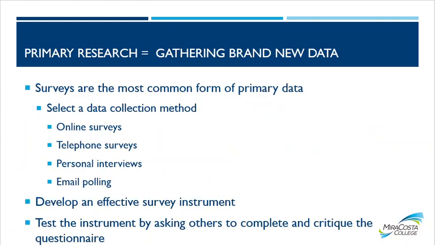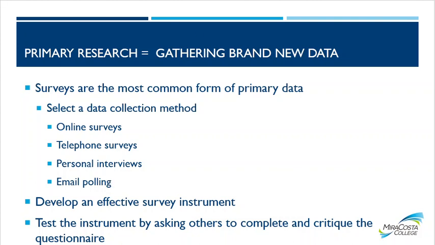So primary research, gathering brand new data. Surveys are the most common form of primary data. Very easy to do these days. Selected data collection method. Online surveys are probably the most popular. Telephone surveys, no one does that anymore, okay? Personal interviews, that's a good one. And email polling. You can also run surveys on social media now.